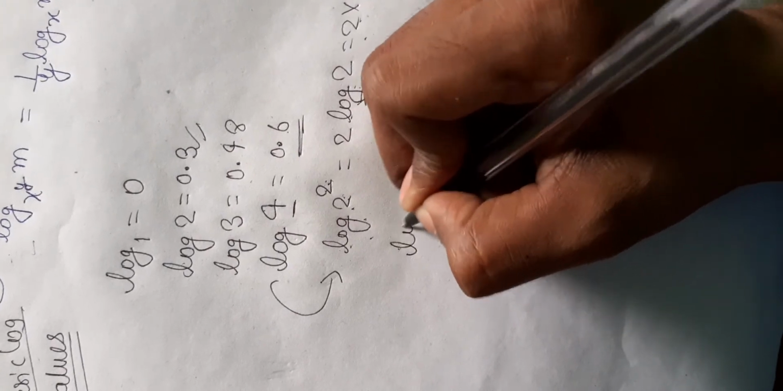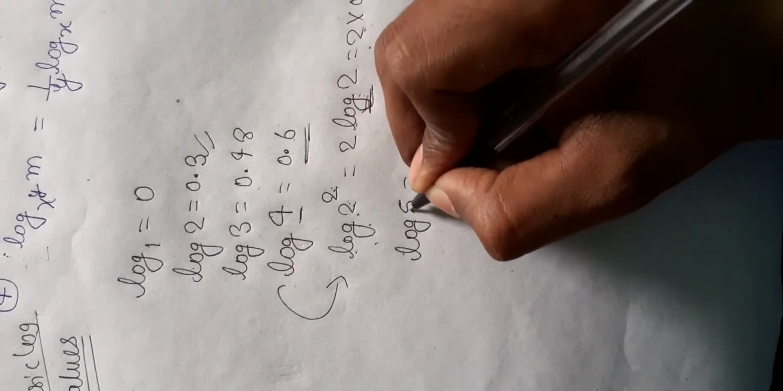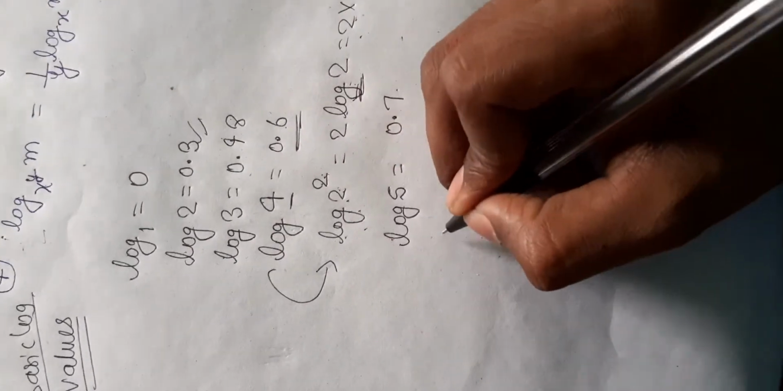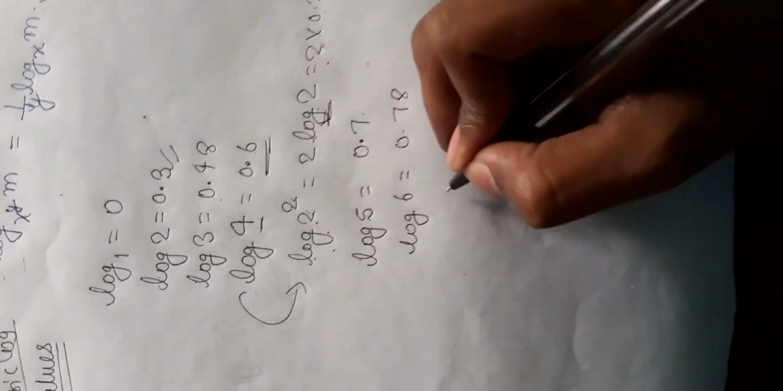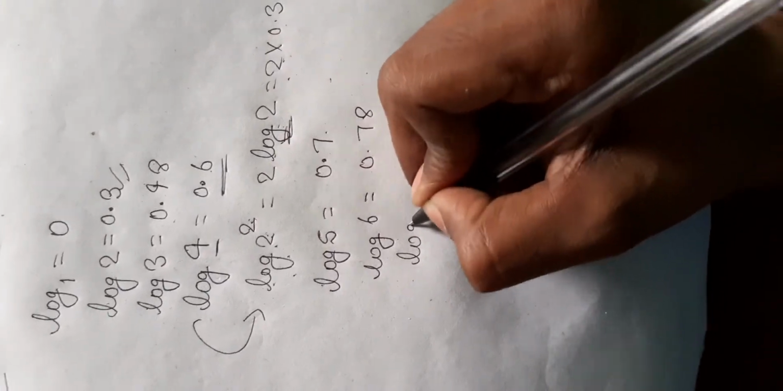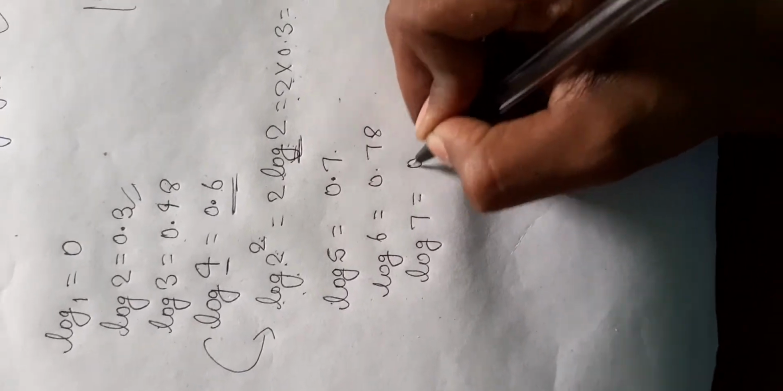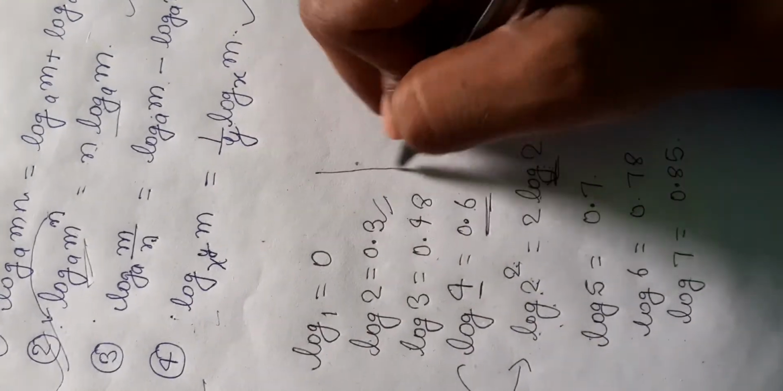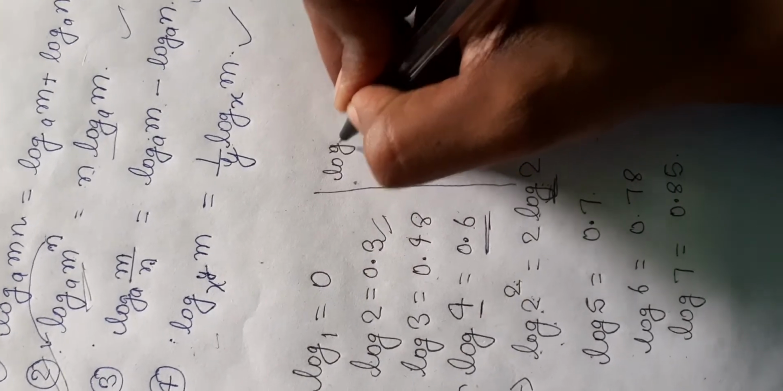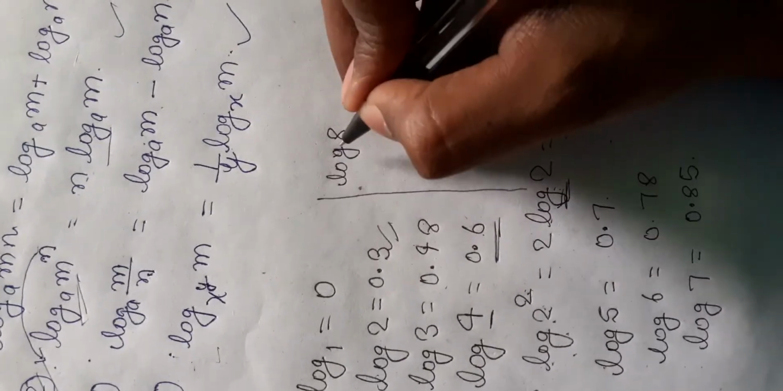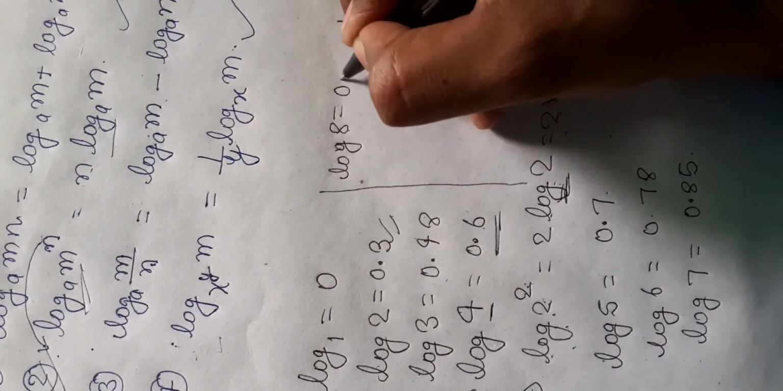Now see further, now we will have log 5 is equal to 0.7. We cannot write 5 in an exponential form. Log 6 is equal to 0.78, log 7 is equal to 0.85, log 8 is equal to 0.9.